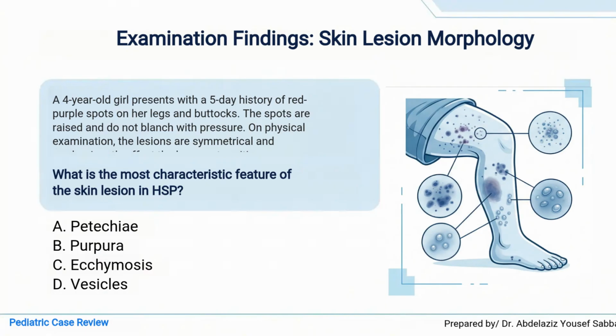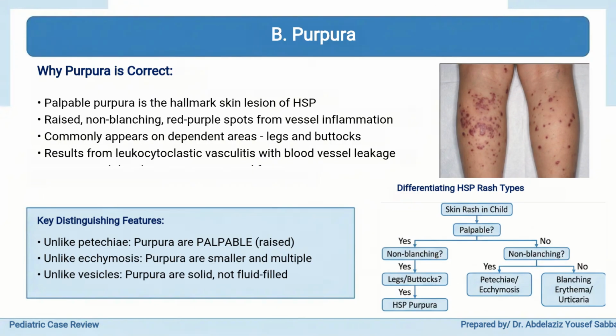Case 3. A 4-year-old girl presents with a 5-day history of red-purple spots on her legs and buttocks. The spots are raised and do not blanch with pressure. On physical examination, the lesions are symmetrical and predominantly affect the lower extremities. What is the most characteristic feature of a skin lesion in Henoch-Schönlein Purpura? Option A, petechiae. Option B, purpura. Option C, ecchymosis. Option D, vesicles. The correct answer is option B, purpura.